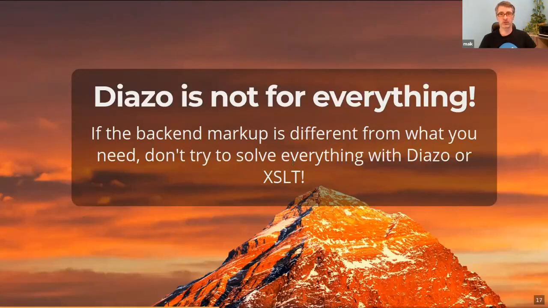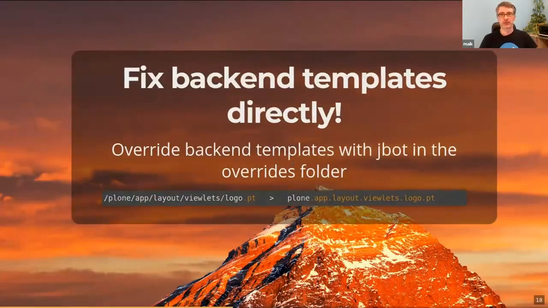It makes your theme way more complex, as you will see some slides further. And it's really hard to understand, and it sometimes takes a lot of time to find the problem in a system. The solution is to fix the backend templates directly. So just override the templates either with JBoard or, if you know other ways, like with XML or whatever, you can. There are many ways to do that, but the simplest way is just with JBoard.